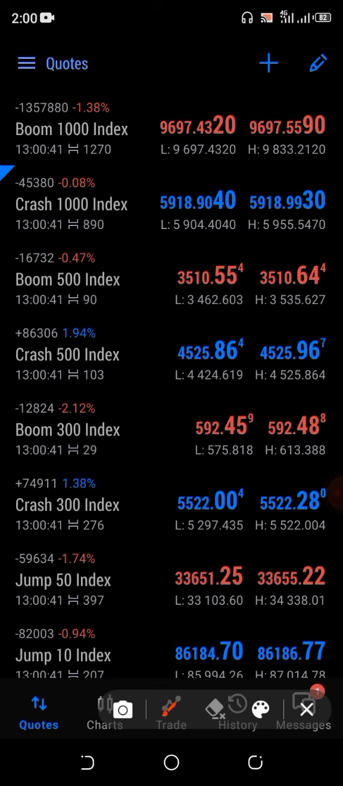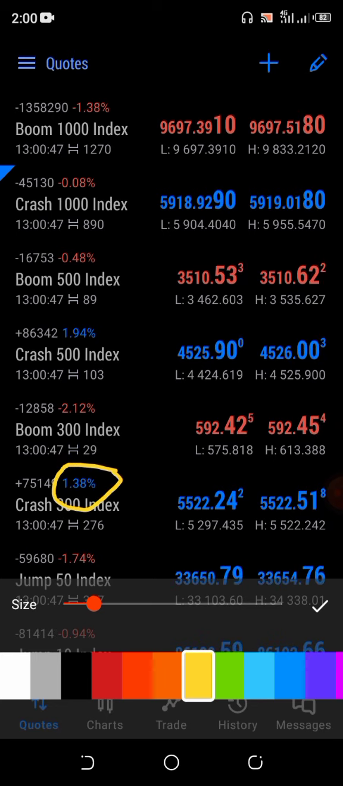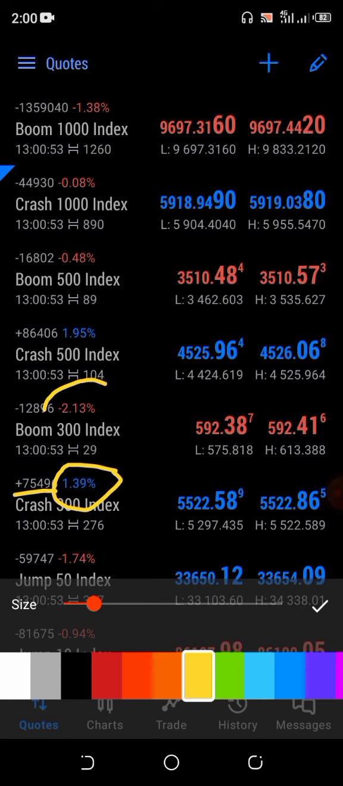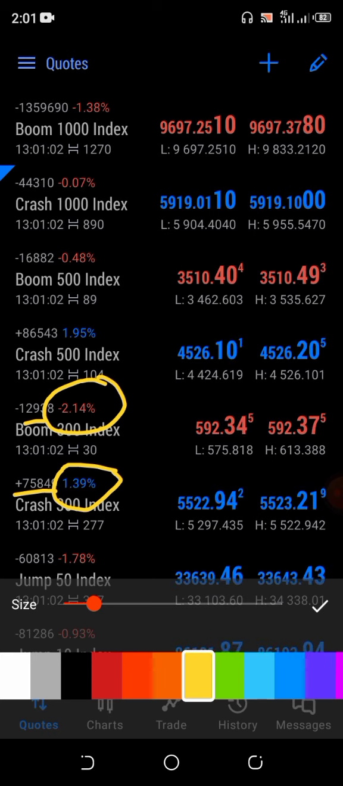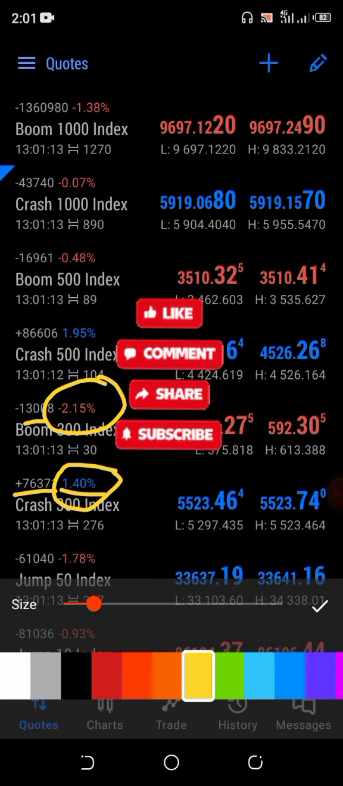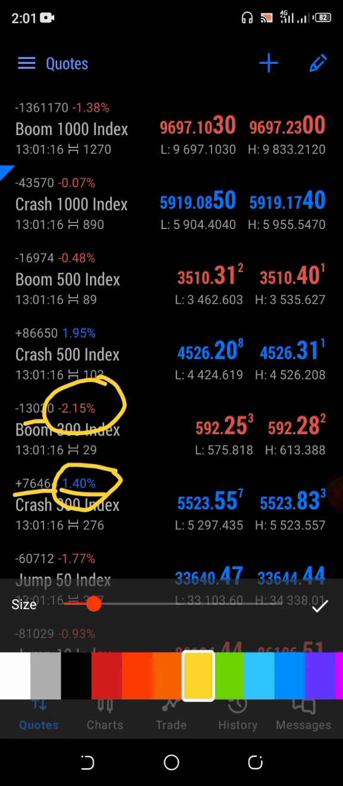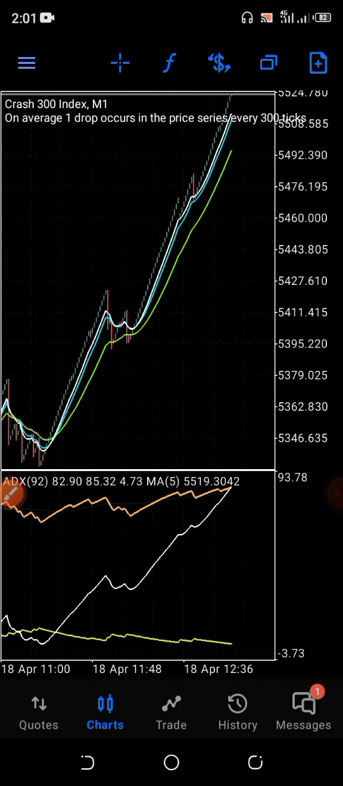So each time you are seeing this place showing 0 or 1 point something, watch this place, it will be plus. And each time this thing is minus something, this place will be minus. And what do those things represent? It means that the blue is in position. By default, more buyers are currently in the market and they have 1.40% inside the market. So when you want to scalp, let's take Crash 300 as an example.